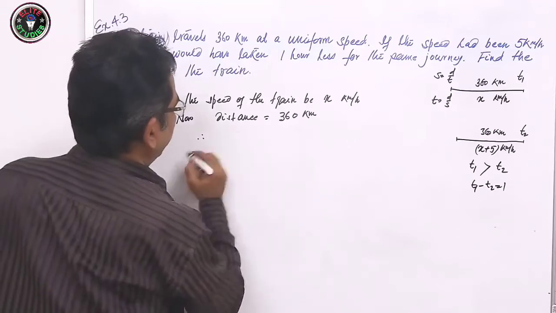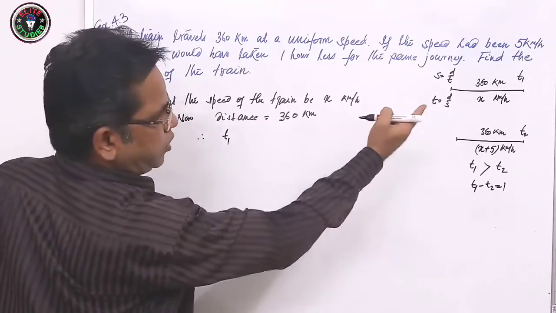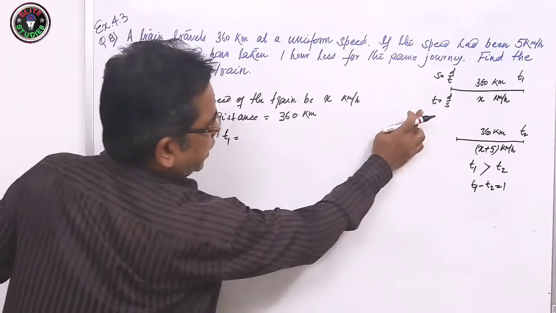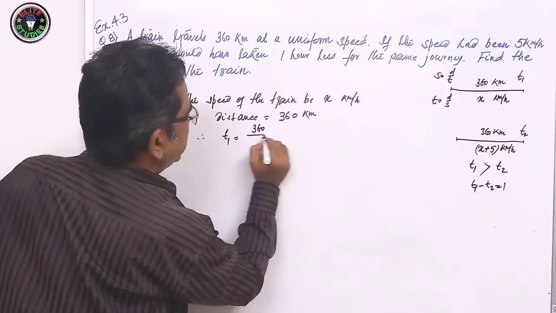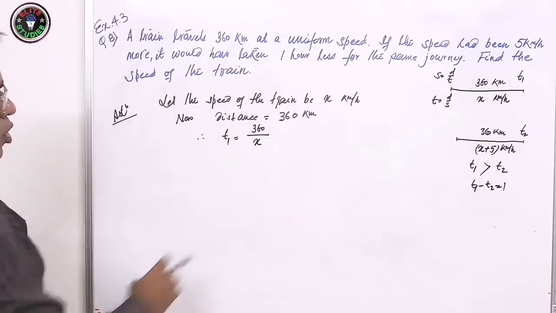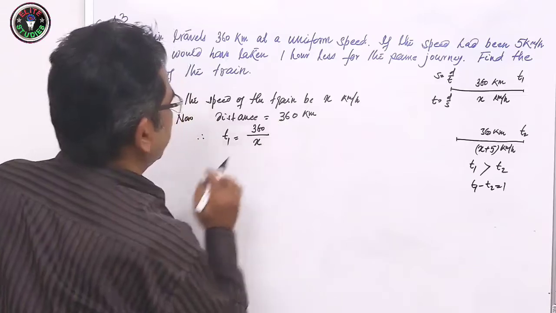Therefore t1, from the figure you see, is equal to time, which is distance by speed. Distance is 360 and speed is x. No need to write the unit, it's enough. So now t1 is equal to 360 by x.